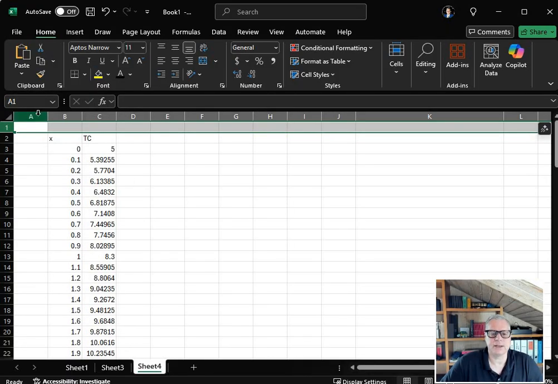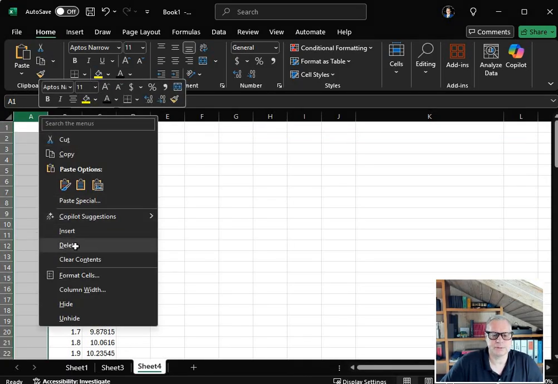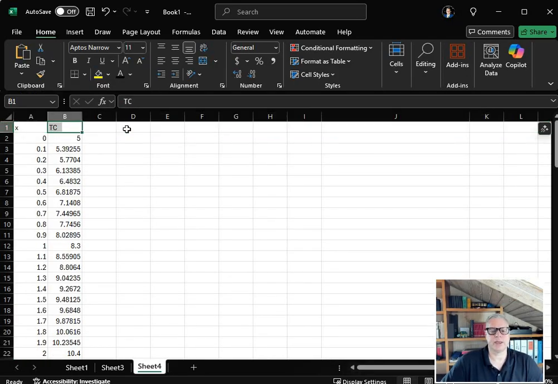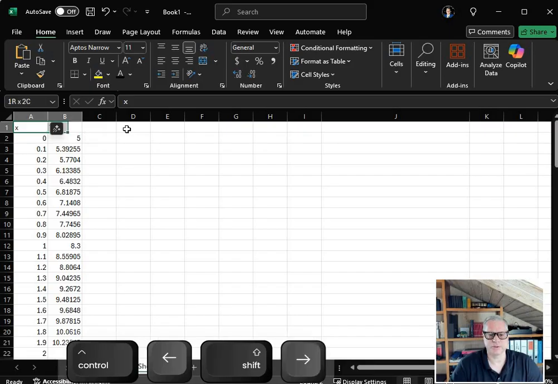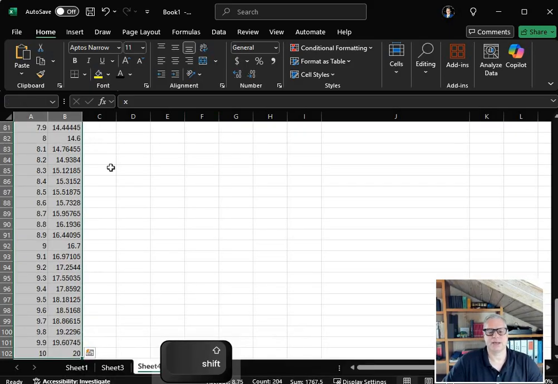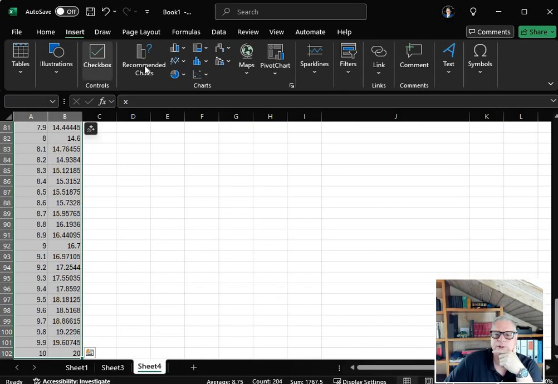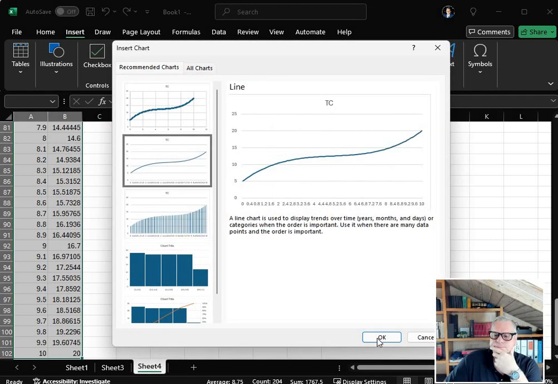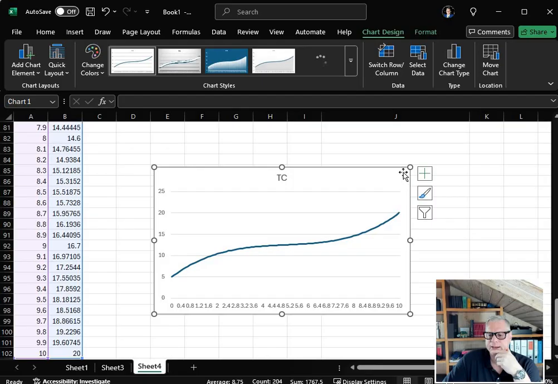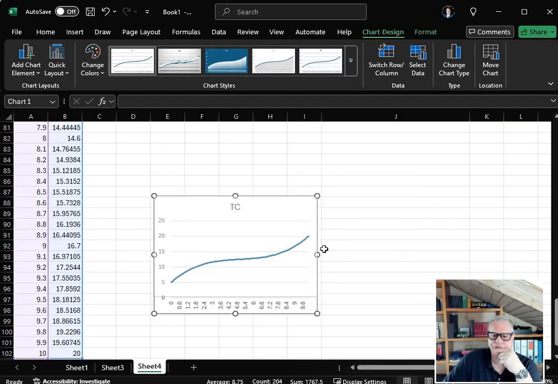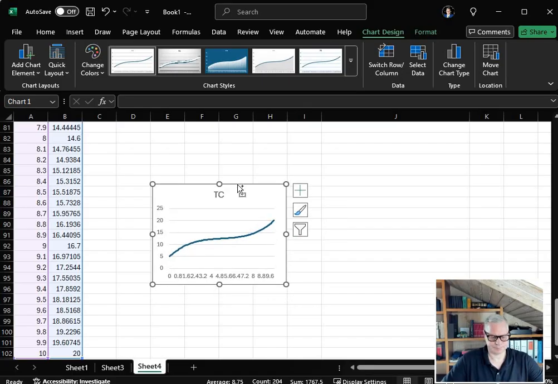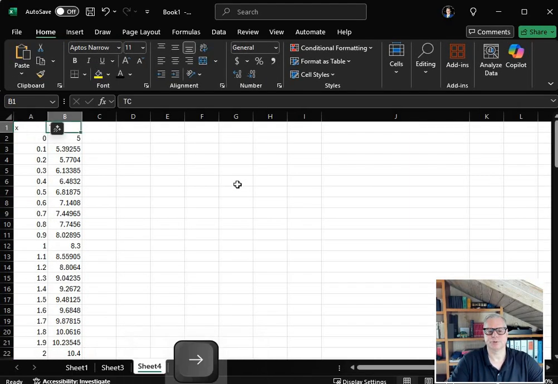Okay, so now I can delete that, and let's put it on the right spot. Okay, so this is our total cost function. Let's highlight everything and let's see how it looks. Recommend the chart. And you see, in fact, it is inversely S-shaped. Okay, let's put that here.